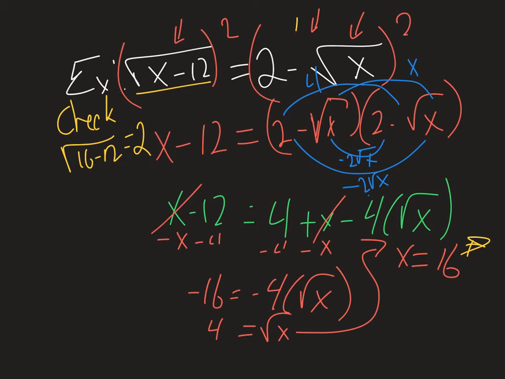We want to see if we get the same thing on the right side, and I'll do that in green. So we're going to take 2 minus the square root of, in this case, 16. So 2 minus 4 is equal to negative 2. So in this case, again, we have another extraneous solution. So again, we have no solution here.